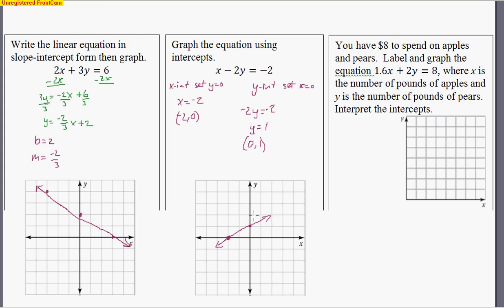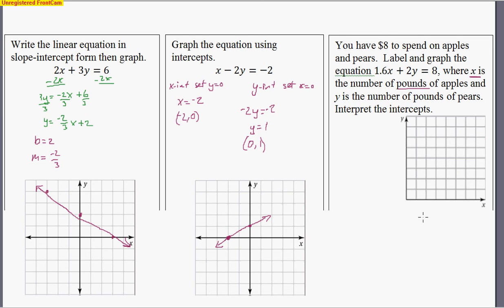So taking a look at the next problem, it says you have $8 to spend on apples and pears. Label and graph the equation, and then they give us the equation where x is the number of pounds of apples. Okay, so x is pounds of apples.